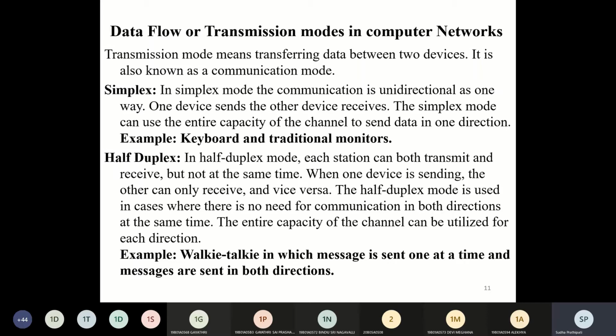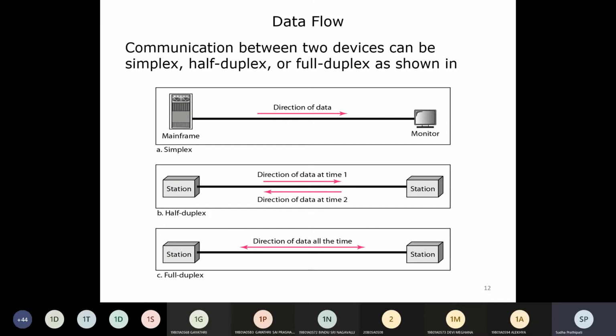There are 3 types of communication modes, as you can see in this diagram. The first one is the simplex mode of communication. The second one is the half duplex mode. And the third one is full duplex. You can expect this in your university examination.